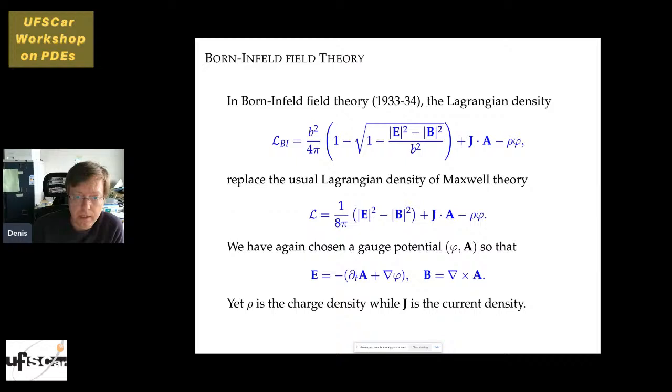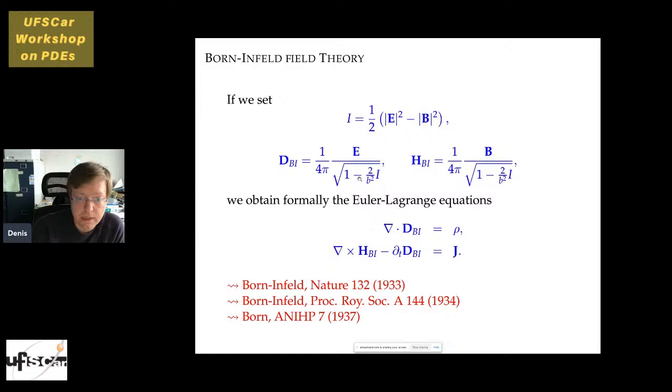And in fact, if you do that, you define two new fields. Of course, these new fields are kind of singular when your intensity here is close to b squared over two, sorry. But still the structure is kind of the same. You end up with two equations, and these two equations are the Euler-Lagrange equations of a Lagrangian. Okay.